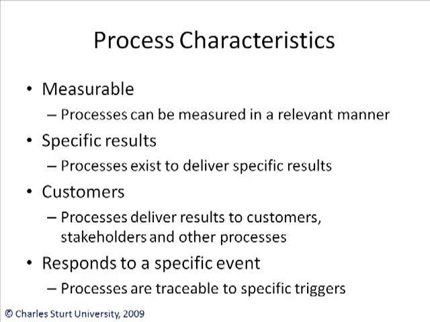Also, processes have customers. So it says here processes deliver results, the previous topic, to customers, stakeholders, and other processes. Processes also communicate with each other. The output of one process, well, the customer may actually be another process. The output of incident management may also be used, for example, by the process problem management. And the output of problem management may also be used by the process, for example, change management. So all these processes also interface with each other.